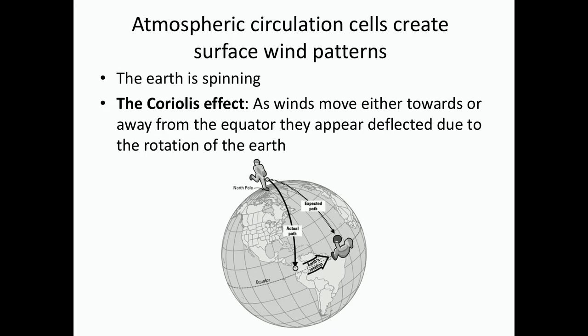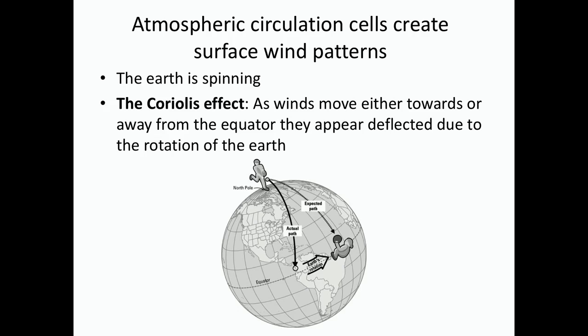So if you look at this graphic, this is a graphic of an imaginary person kicking a ball or throwing a ball from the North Pole towards the equator. And they're intending to throw it in a direct path to the equator. But as the ball is in the air, the Earth rotates, and therefore rather than the ball landing on the eastern side of South America, the ball would actually land on the western side of South America. So the ball seems like it's traveling in a westerly direction, even though it was thrown directly south.